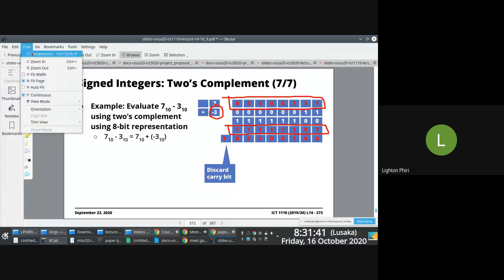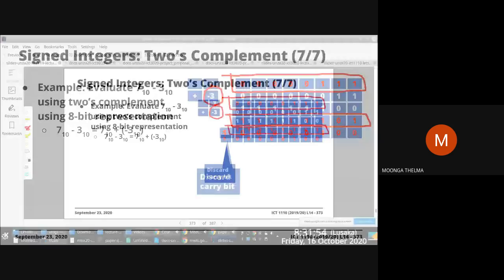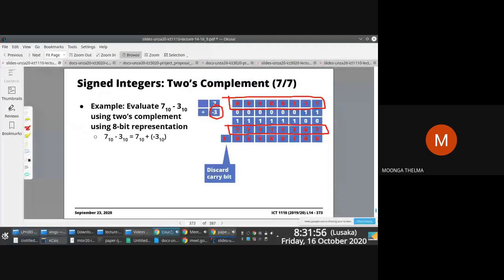There's a quiz on Tuesday, so we must talk about what is confusing us, if there's anything confusing you. Anything else? Yes? So you only discard the carry bit when you're using 2's complement?